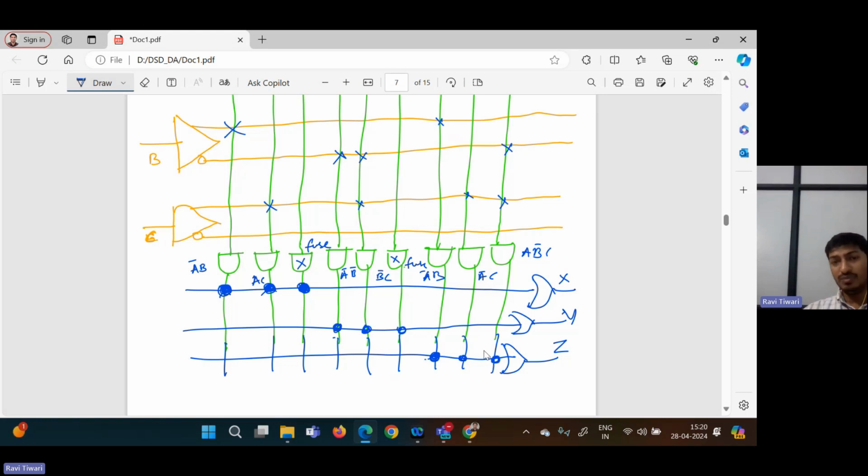So this is the only difference between PAL and PLA. In PAL we have a fixed OR gate, whereas in PLA we have a programmable OR gate. And also there is a difference in calculating the number of AND gates.